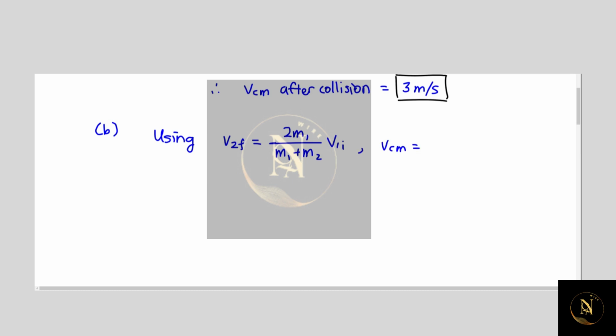We will also be using VCM equals the summation of mi vi divided by total mass. So VCM equals m1 v1i divided by m1 plus m2. This is equal to m1 times v1i, divided by m1 plus 3m1, and this is equal to 3 meters per second.